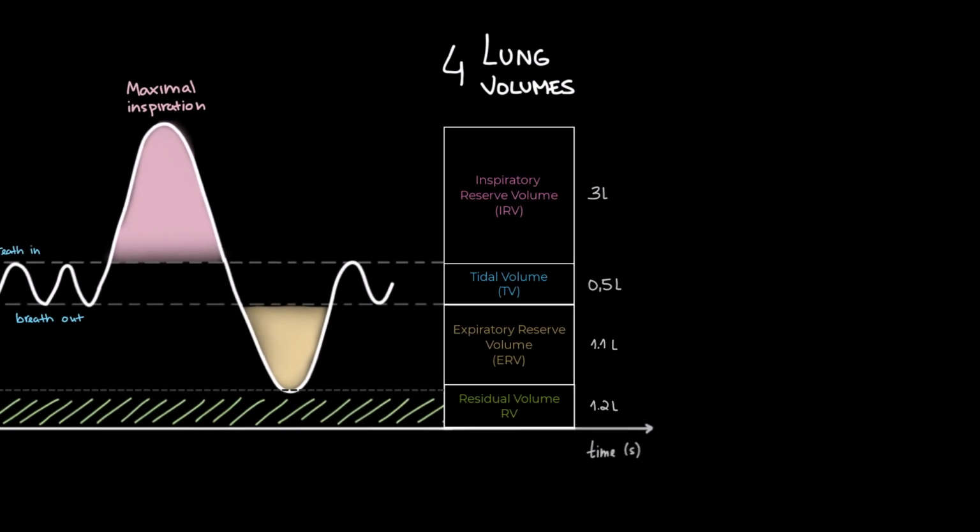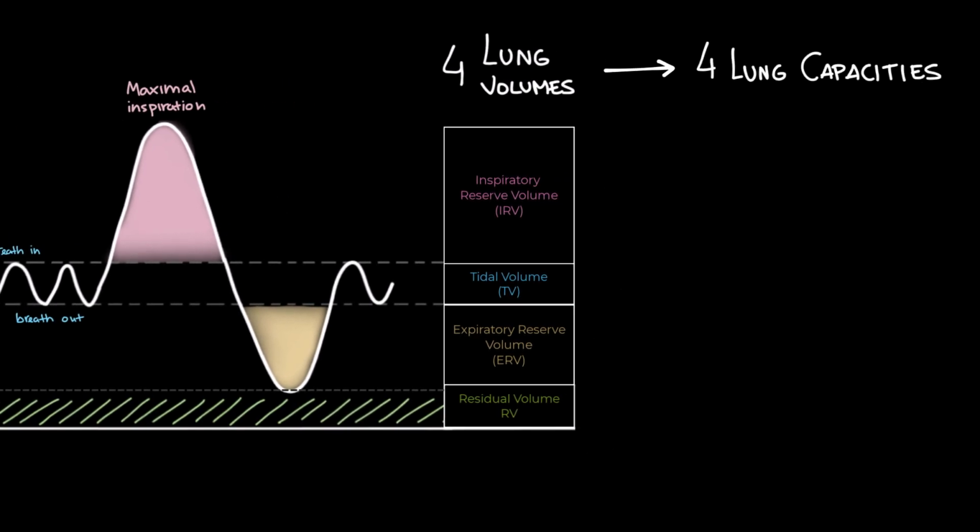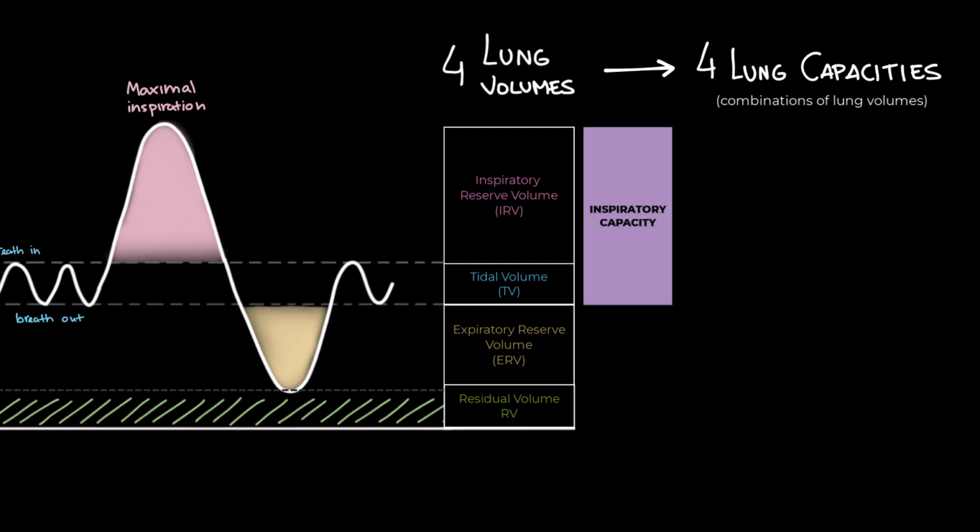Now let's move on to lung capacities. These are just combinations of the volumes we just talked about. So when we add these volumes together, we get lung capacities. First up is the inspiratory capacity. This is how much air you can breathe in starting from a normal exhale.